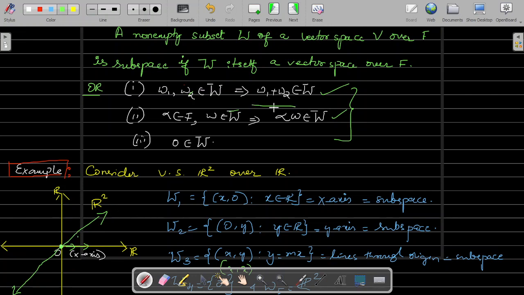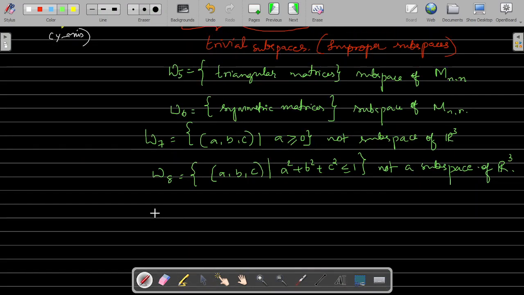But you have to make sure it is closed with respect to addition, and it is closed with respect to scalar multiplication. You have to make sure of that to say it is a subspace, and the zero identity element should exist. If that happens, then you can conclude it is a subspace. The rest of the conditions get automatically covered, as it is a subset of the given vector space. It holds for the entire vector space, so it will hold for the few elements taken from that vector space.